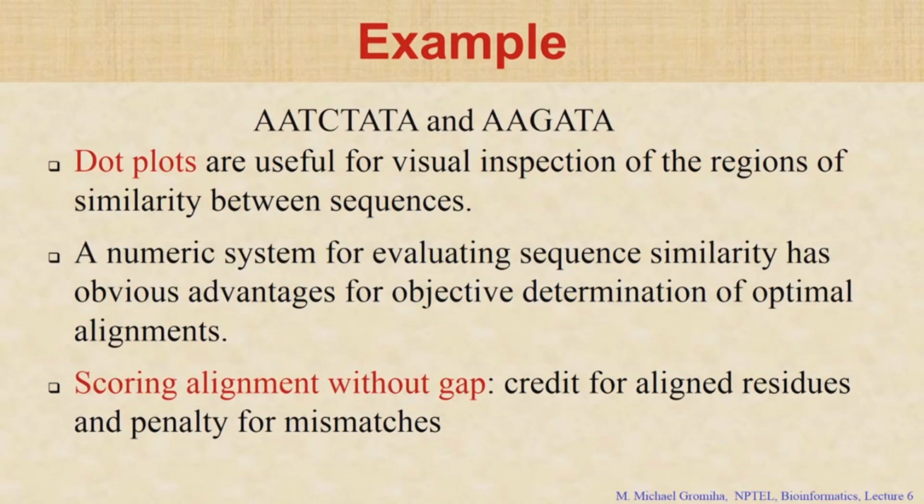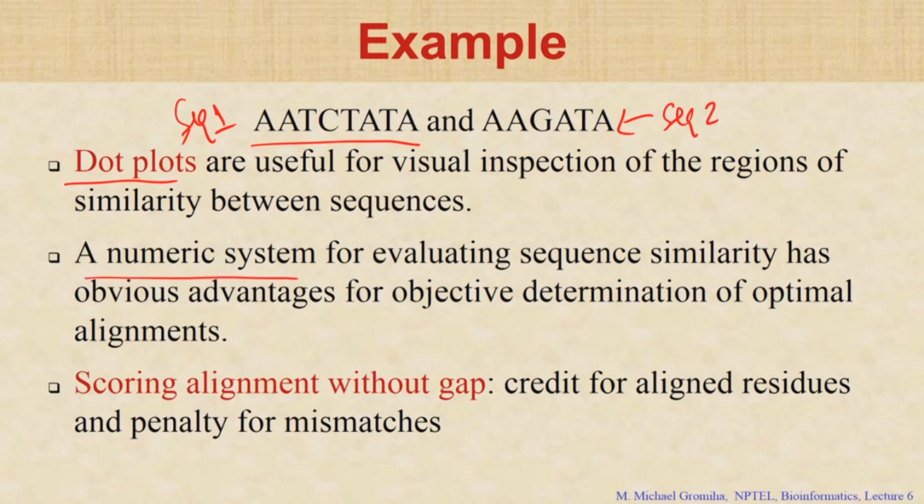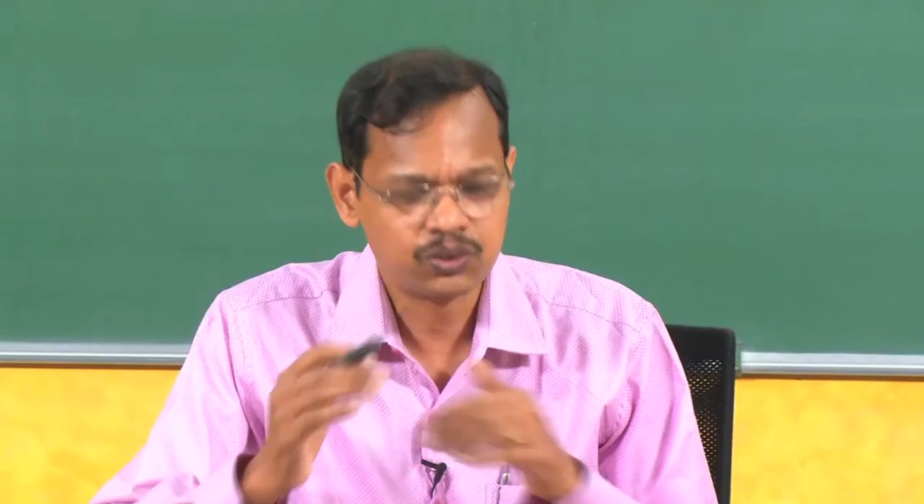Okay, now I showed two examples. First, this is sequence 1, here sequence 2. So, how far are these two sequences related with each other? First, as we discussed, we can have a dot plot, easily we can see. You can construct a dot plot and you can see where you can have the same amino acids or insertions and deletions. Then we need a numeric system to evaluate how far these two sequences align with each other. They align well, or this is a good alignment or a bad alignment.